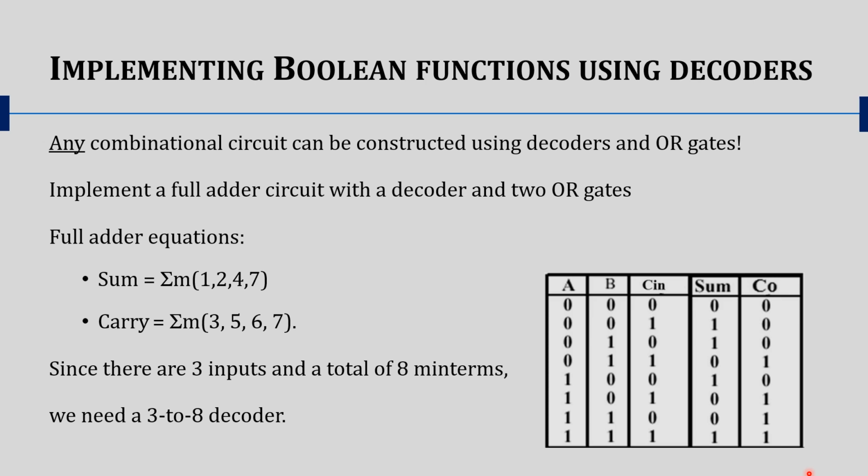Since there are three inputs, we are having a total of 8 minterms. So we need to have a 3 to 8 decoder. First we need to identify the type of the decoder. Here we are having three input lines, so we'll be having 8 different output lines from the 3 input lines. So we are taking a 3 to 8 decoder for implementing a full adder circuit.